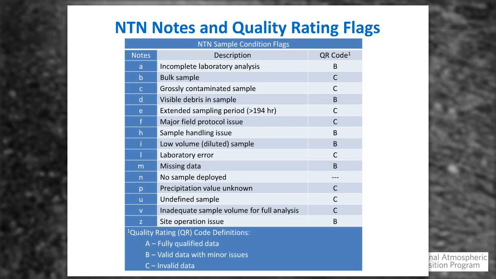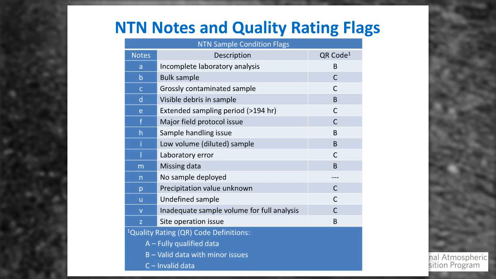One that comes in often during holiday periods would be the E code. NADP stipulates that the NTN sample's duration be no more than 8 days and 2 hours. And so we often have extended sampling, like 2 week sampling. So that's a common problem we see around the holidays.